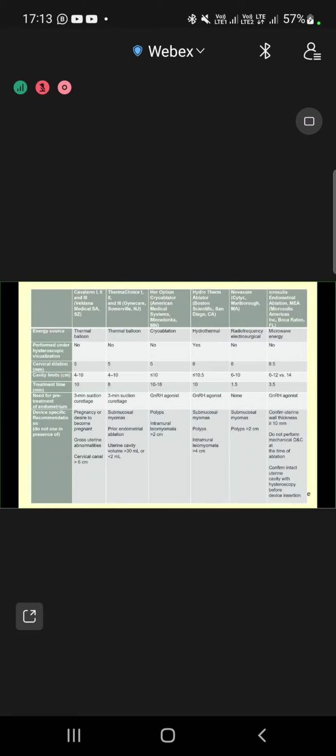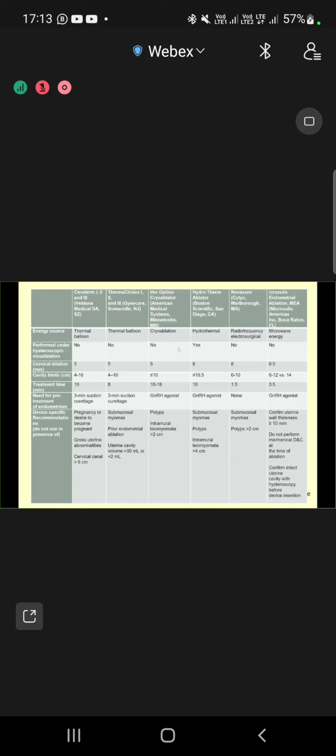It is always mandatory to rule out any atypia or pregnancy. And with gross uterine anomalies, Cavatum is not an ideal ablation technique. Coming to Thermachoice, it is more or less the same as Cavatum, but uterine cavity volume up to 30 ml can be utilized. If the cavity is up to 2, it can be utilized. So except these two, more or less the advantages and disadvantages are the same. The time taken is 8 minutes, half that of the Cavatum.